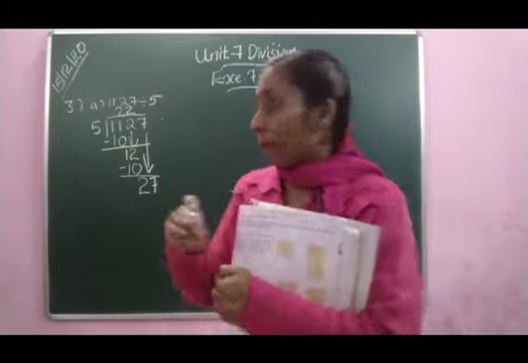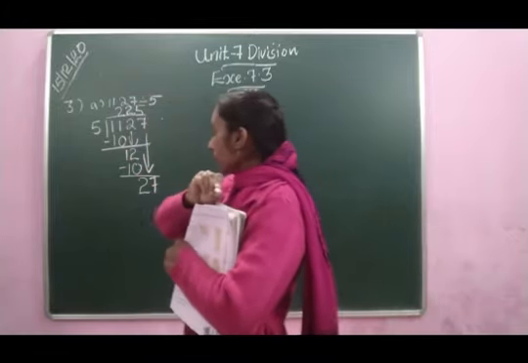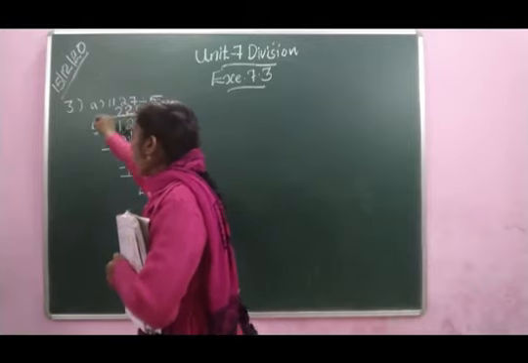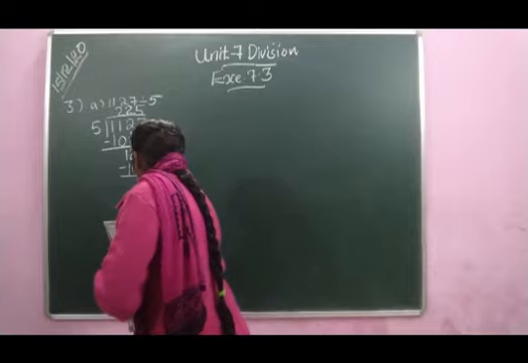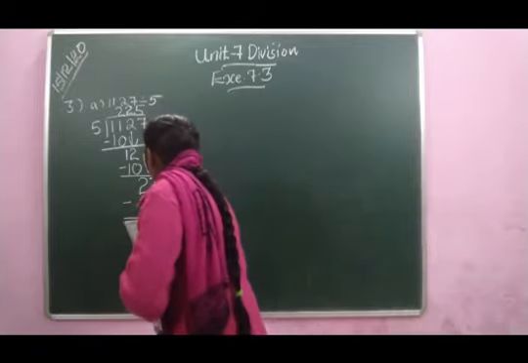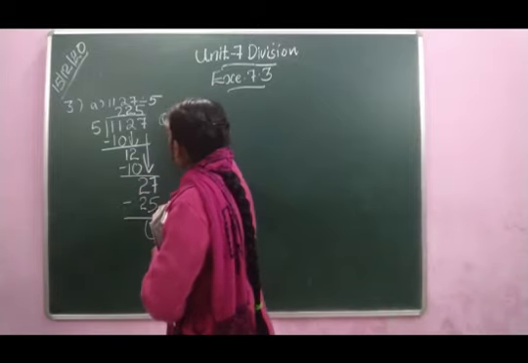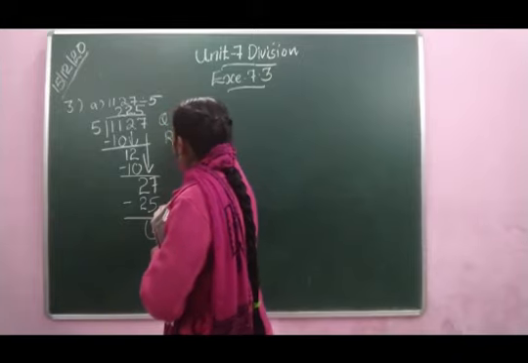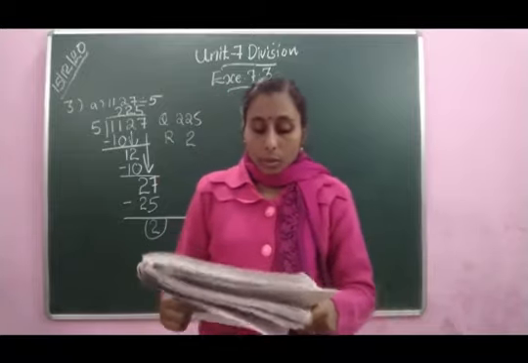5 multiplied by 5, 25. So we can write 5 in the quotient place. And the next step, multiplication: 5 multiplied by 5, 25. Then subtraction: 27 minus 25 is equal to 2. Then here the quotient is 225 and the remainder is 2. Okay. Next question.